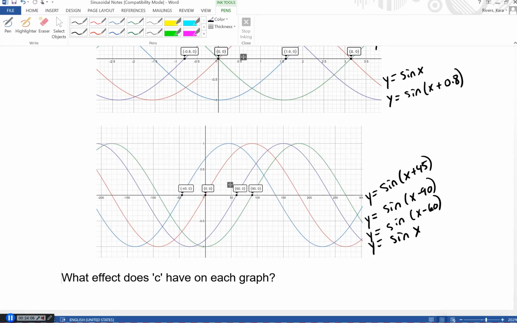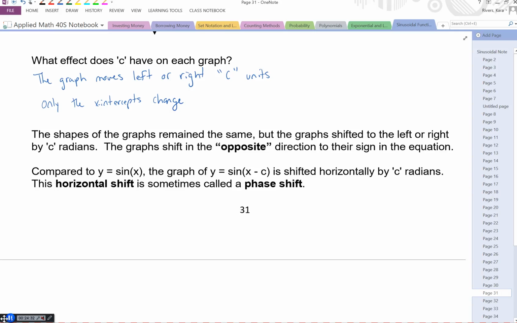So what do we summarize from everything that we've looked at so far? Well, the graph moves left or right C units, right? So whatever that C value is, we can see right in our graphs, that's where it's moving. But how does it move? Well, it kind of moves opposite of what we anticipate. So if the sign of the phase shift is negative, it's moving to the right. And if the sign of the phase shift is positive, it's moving to the left that many spots. So let's write that down.